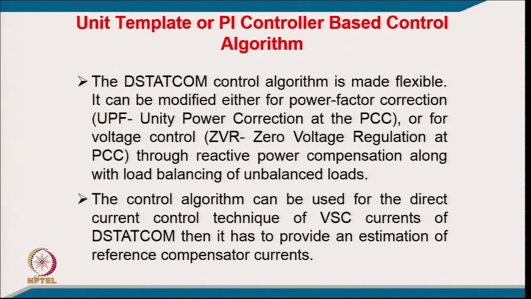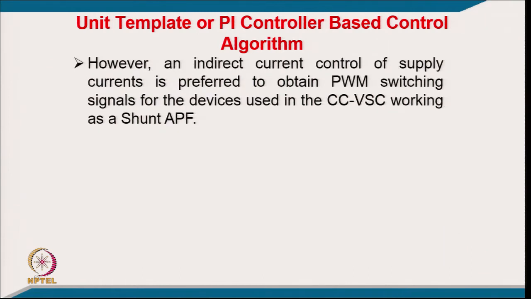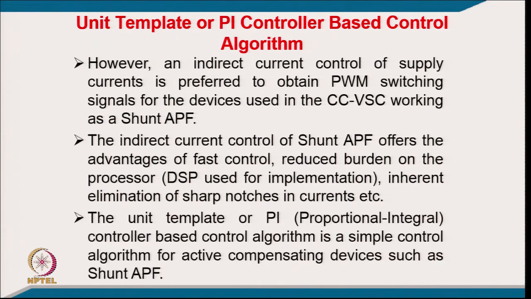This control algorithm can be used for direct current control of voltage source converter current, or for reference current, typically of your filter current. However, here we have gone through an indirect current control of supply current or grid current. It is preferred to obtain PWM switching signals for the devices used in the current controlled voltage source converter working as a shunt active filter, and the indirect current control of shunt active filter offers the advantage of fast control, reduced burden on the processor, the DSP, for the implementation, and inherent elimination of sharp notches in the current.